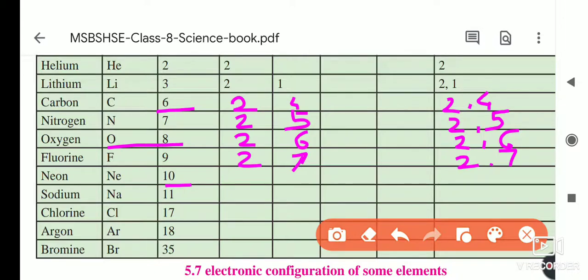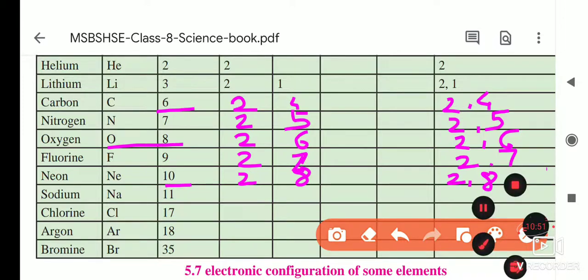In the first orbit how many electrons will go? 2 electrons will go, and in the second orbit 8 electrons will go. And that's why the electronic configuration is 2 and 8. Now as you know, the capacity of the second orbit, that is the L orbit, is 8. So after this, neon is electrically neutral, and for the elements after neon, the electrons will enter the M shell, until its capacity of 18 is fulfilled. When its capacity is fulfilled, then the electrons will enter the next shell.